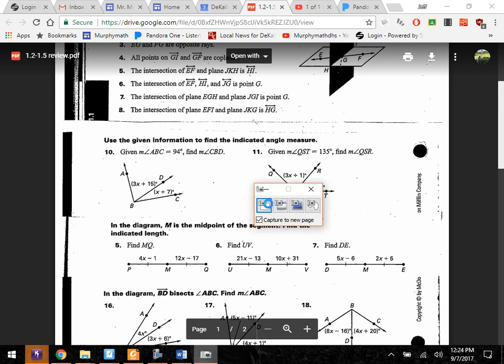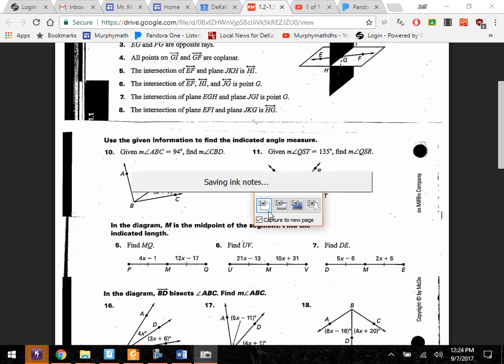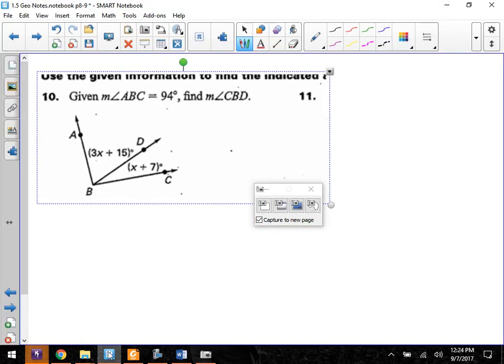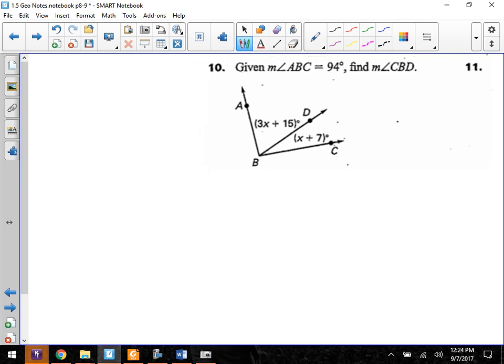The exact same way. If I know that the entire angle is 94 degrees, I know that 3x plus 15 plus x plus 7 has to equal 94. The worst case scenario, they could say that this is equal to 8x plus 2. And then you have to set it equal to 8x plus 2. You know what I mean?